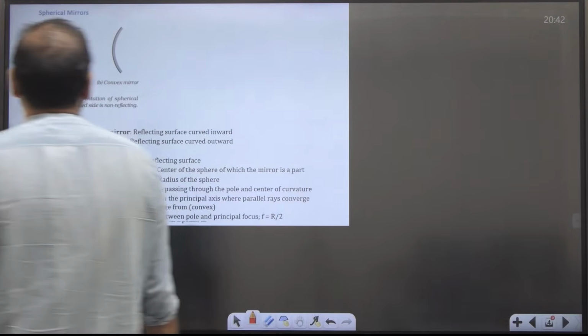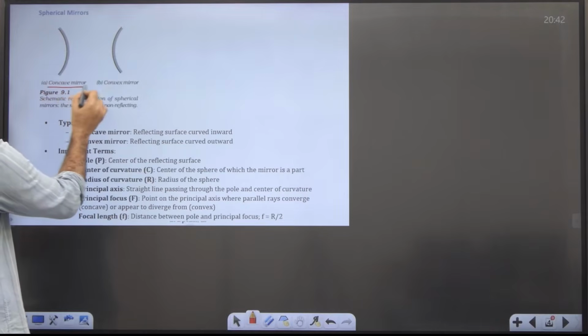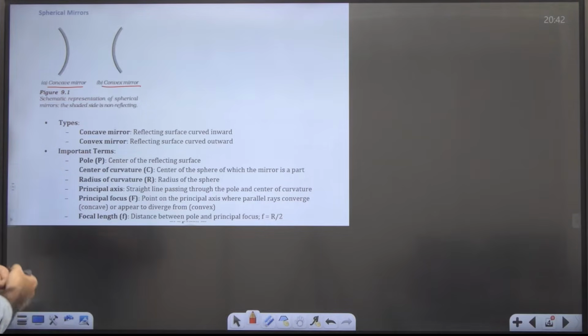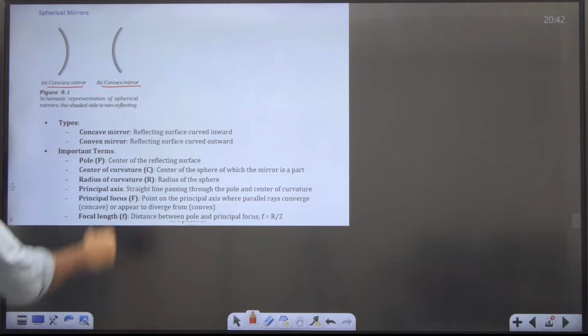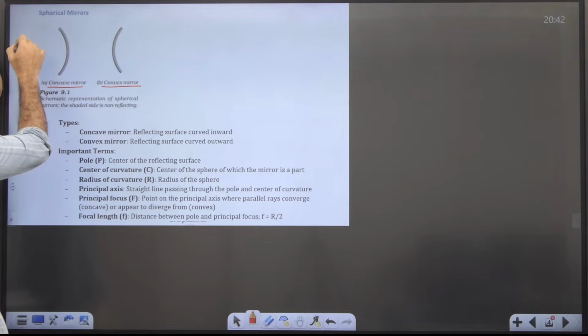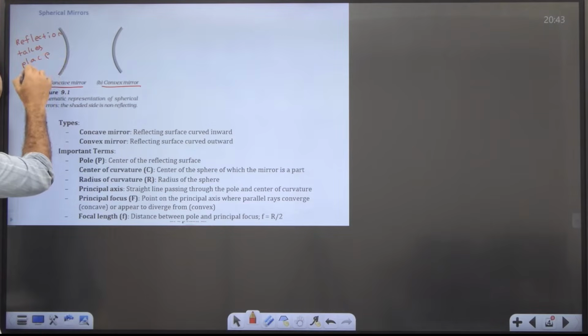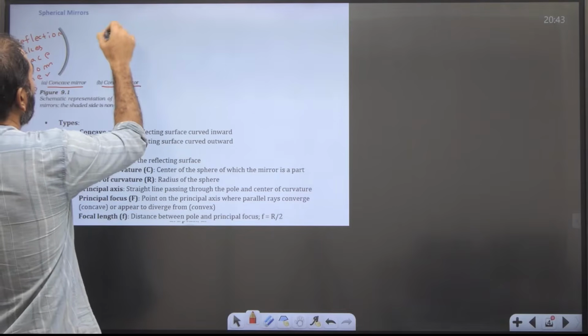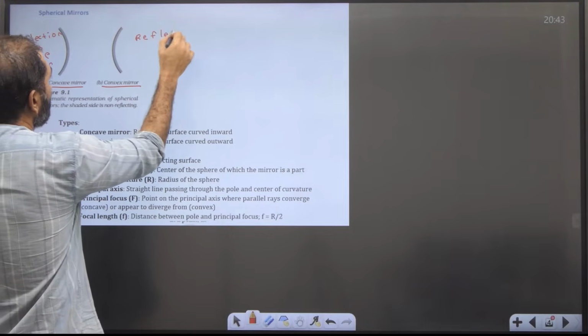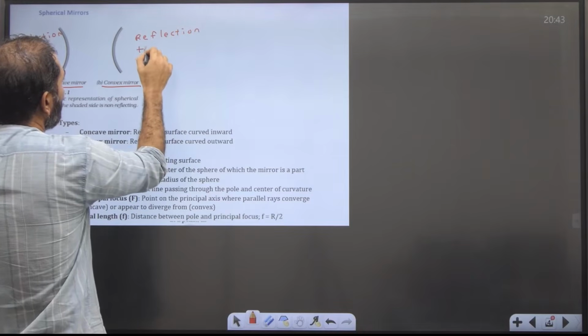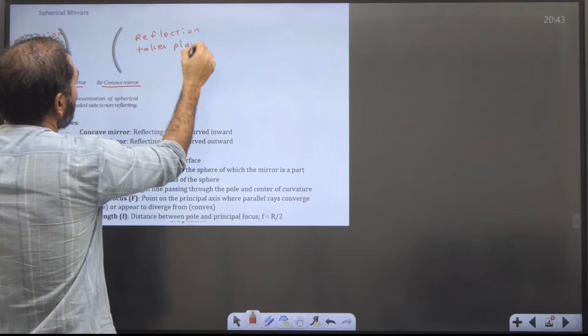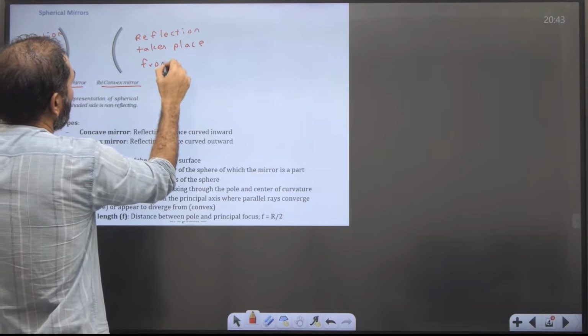Then spherical mirrors are of two types. The first one is the concave mirror and the other one is the convex mirror. What is the specialty of a concave mirror? Reflection takes place from the inner side. What happens in a convex mirror? Reflection takes place from the outer side.